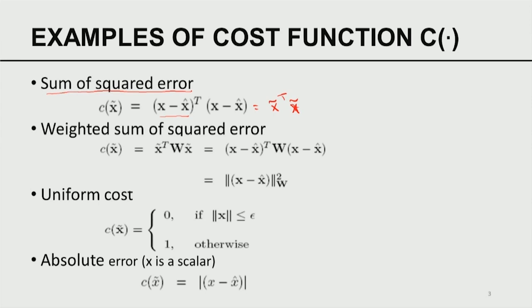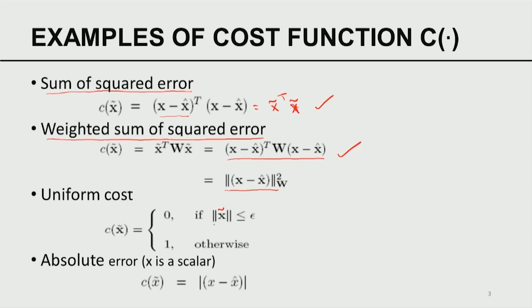The next one is the weighted sum of squared errors. In the first one, there is no weight. In the second one, we are adding a weight W. So this is simply the weighted sum of squared errors, which is also called the square of the energy norm of the error. We are very familiar with the first one as well as the second one. There are a couple of other ways in which one can design the cost function.